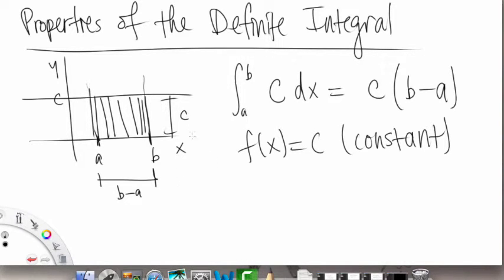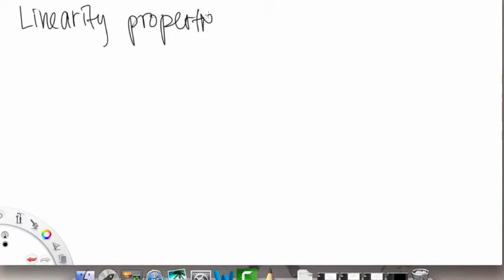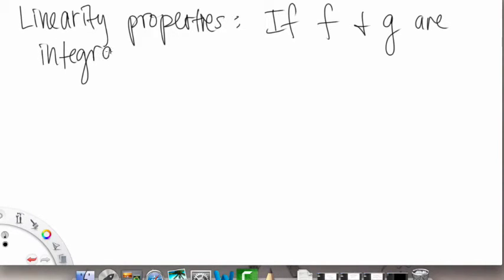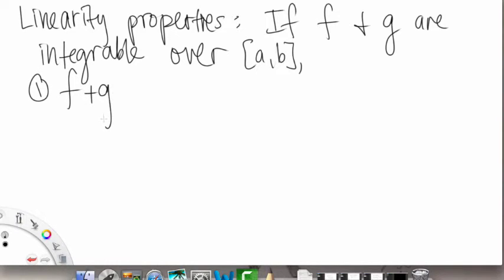We also have a couple more properties, so I'll write those on the next slide. Then we have what are called linearity properties. We're going to start off by saying that if f and g, two functions, are integrable over a certain interval, over a, b, let's say, then we have two things. Number one, f plus g, the sum of those two functions, is integrable.